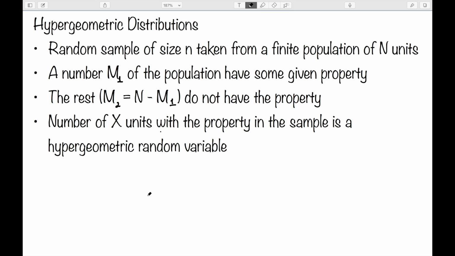Some examples of this, let's suppose we have a batch of 100 products. We want to know how many are defective. Or we might look at the number of Democrats in a small town, or the number of red cards drawn from a deck. The idea being that the successive trials are no longer independent.